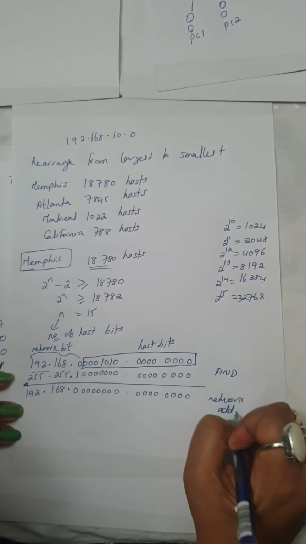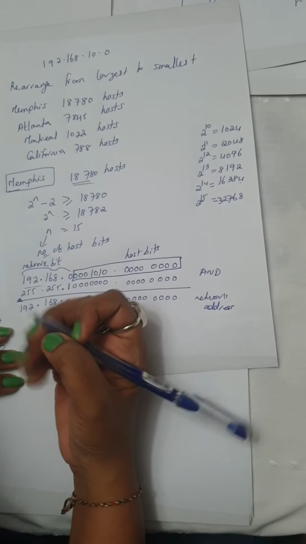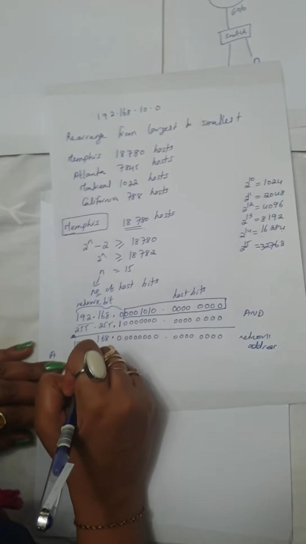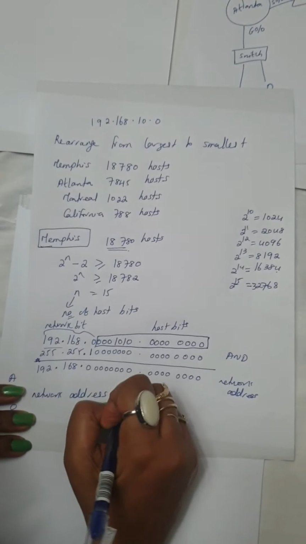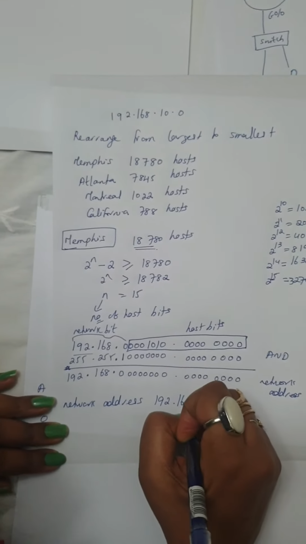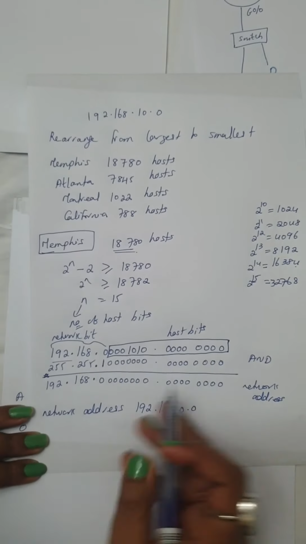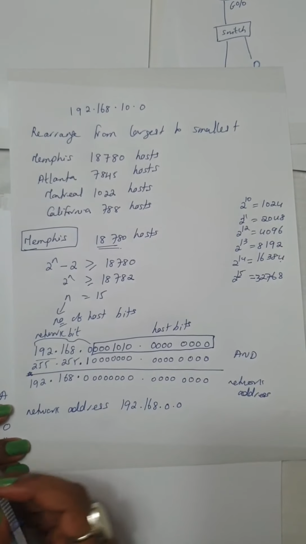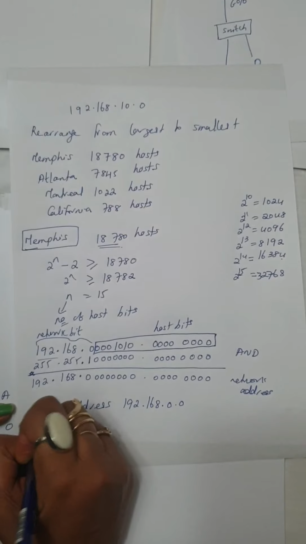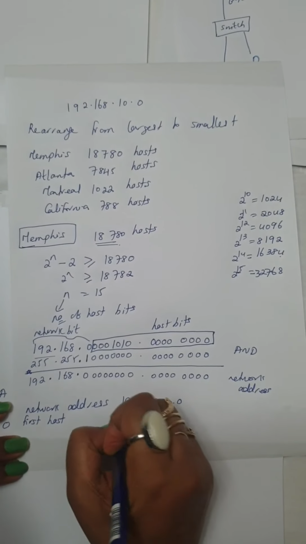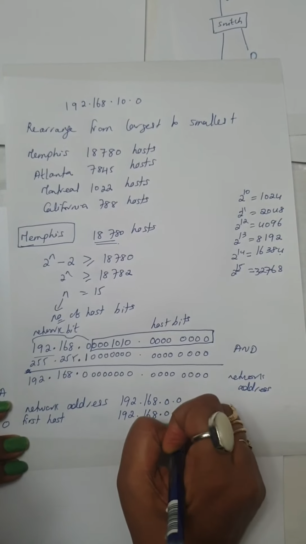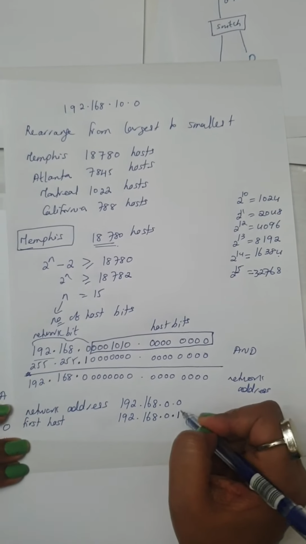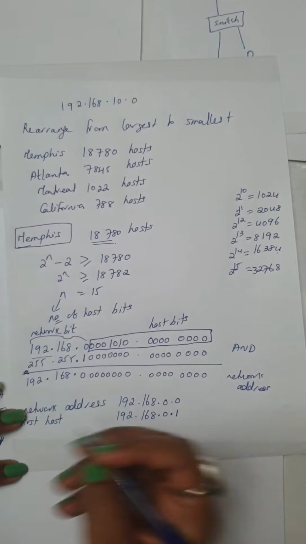Now we have to bring it back to the decimal form. So we are still working on Memphis. The network address is now 192.168.0.0, because this is 0, this is 0. The first host address is 192.168.0.1. The first host would be 1 after the network address.